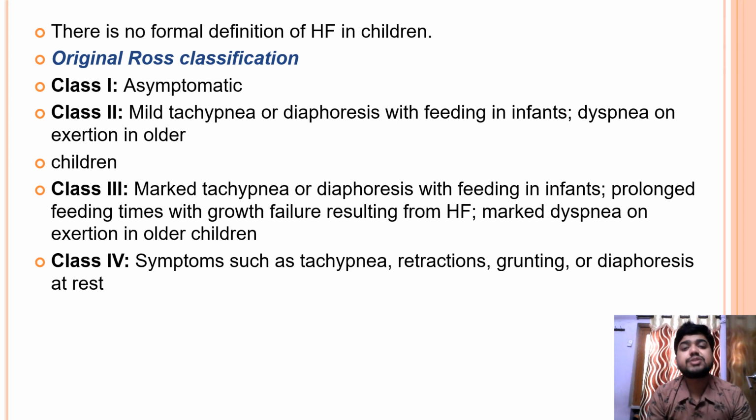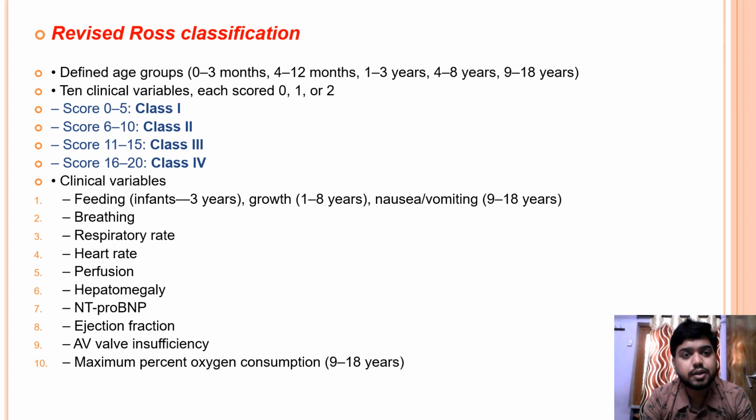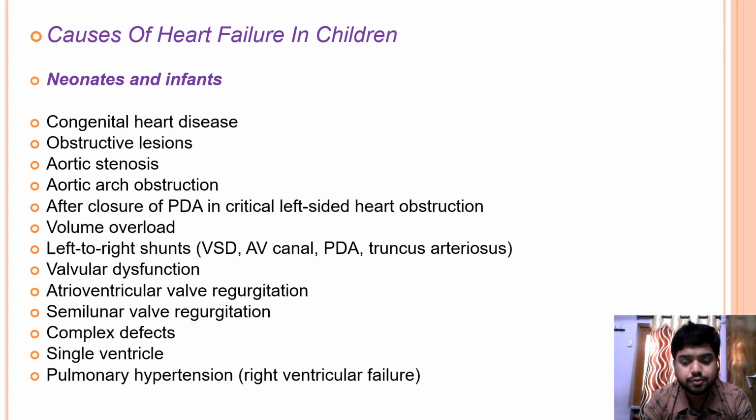So for heart failure, there is no formal definition in children. Usually classification is class 1, class 2, like the NYHA classification, respiratory distress and all, they are there for adults. But for heart failure in pediatrics, what is most commonly used is the Ross and revised Ross classification, which was there before.